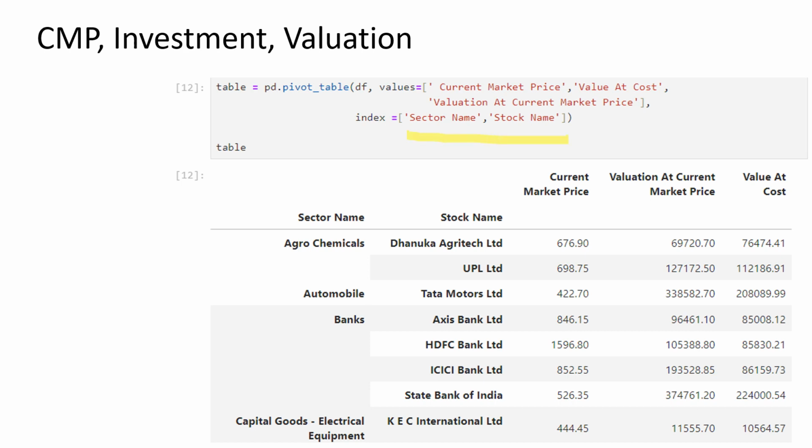So the first column will be the sector name, and under each sector it will display all the stocks, and the sale value. It will write the current market price, valuation at current market price, and value at cost.